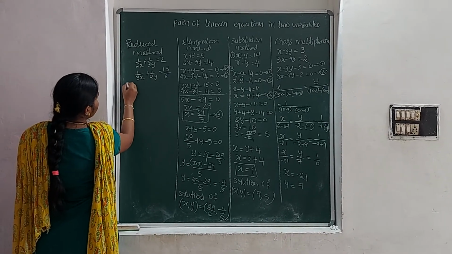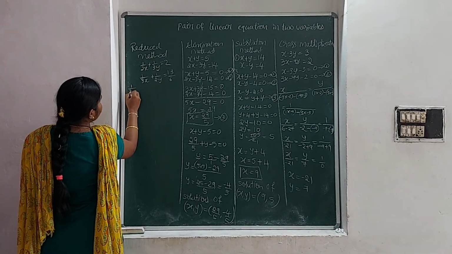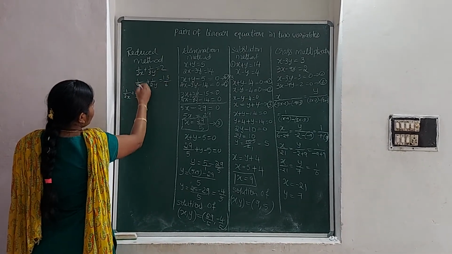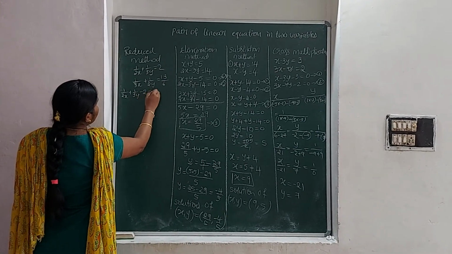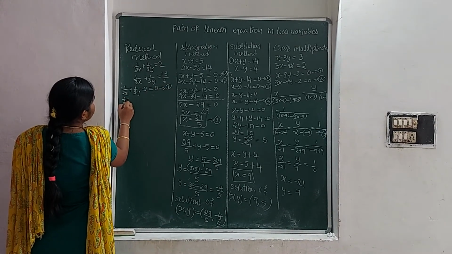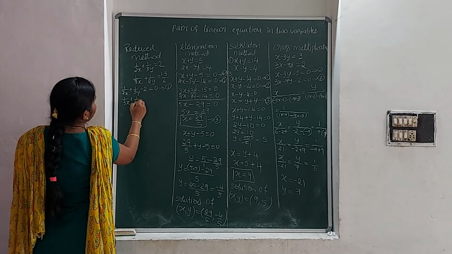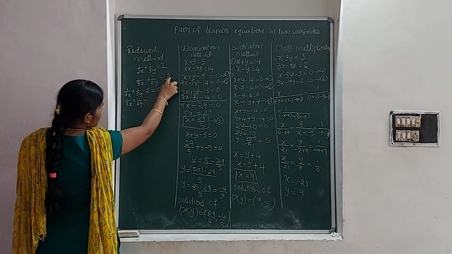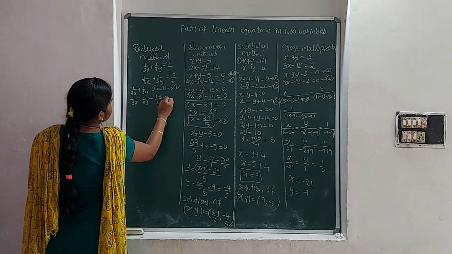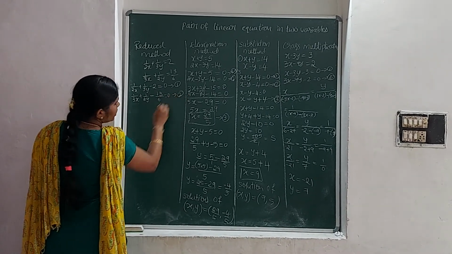So what I am going to do is, first 1 by 2x plus 1 by 3y, and this plus 2, I am going to take it to the left side. Then this equals 0, this is equation 1. And 1 by 3x plus 1 by 2y, this plus 13 by 6, if you take it to the left side, minus 13 by 6 equals 0. This is equation 2.